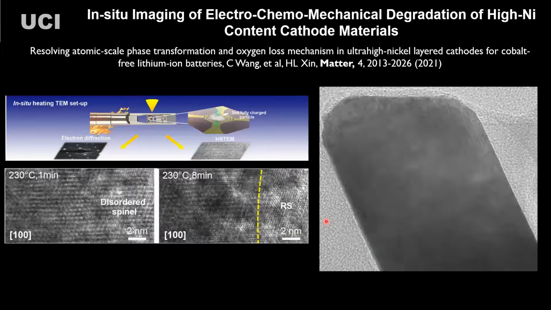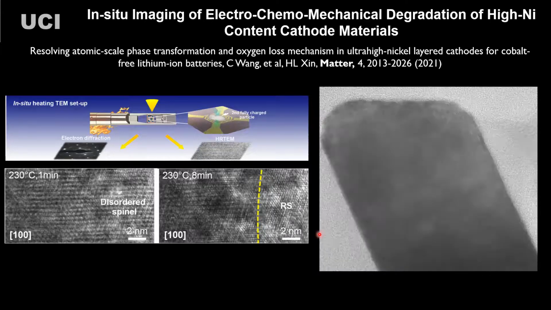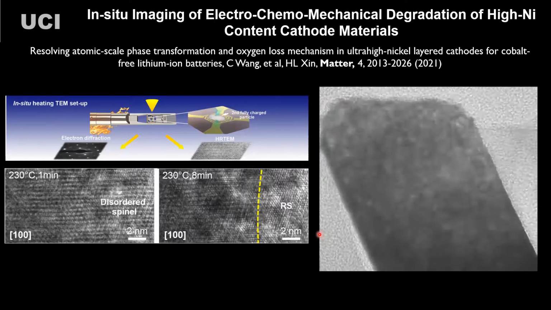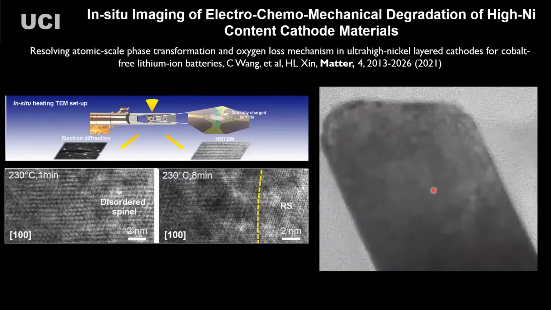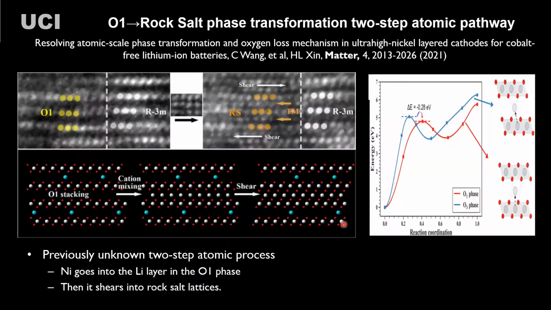Here's another example where we image the chemomechanical degradation of high nickel content materials at elevated temperature to resolve the atomic scale transformation due to oxygen loss. You can see here the transformation can be tracked at the atomic scale. Most importantly, we have uncovered a previously unknown two-step atomic scale process.